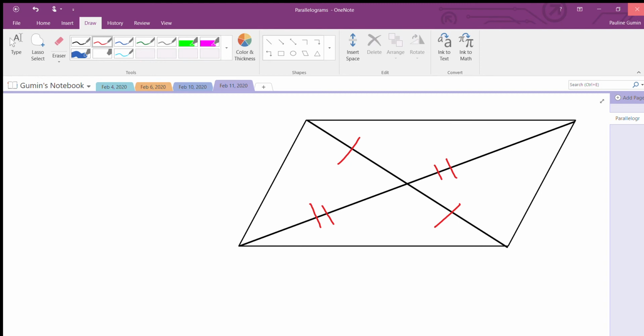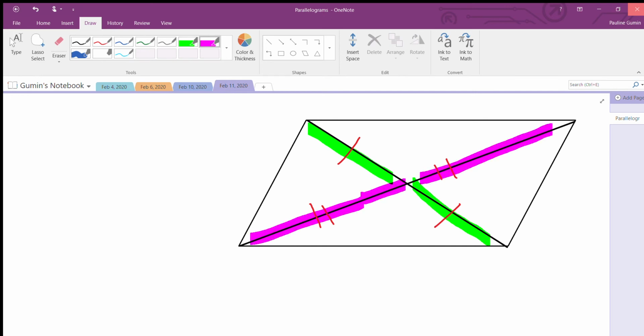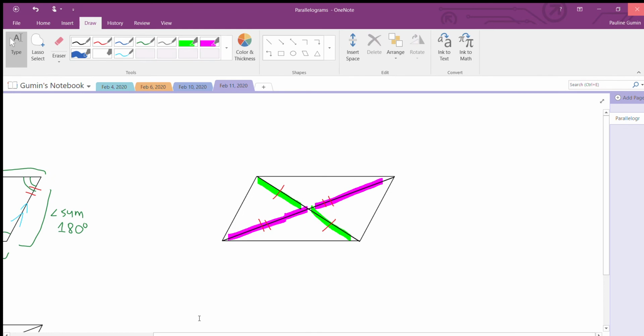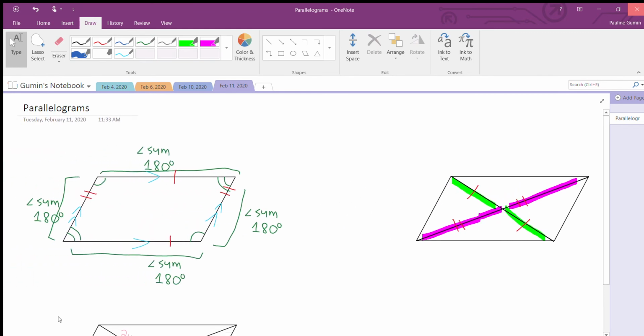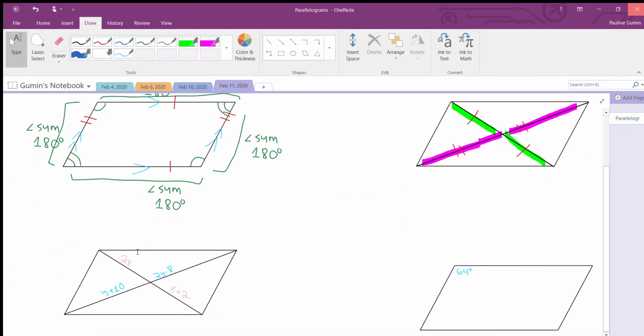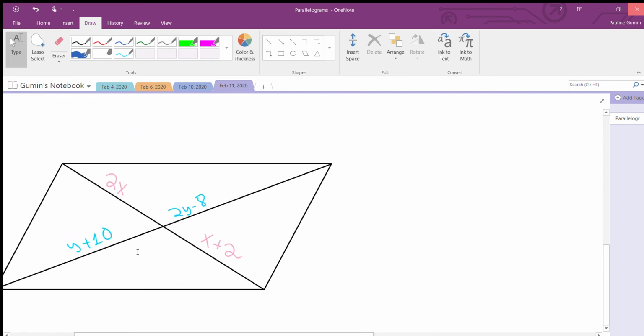So this area has the same value as that, and these two as well. Alright, perfect. Let's see what we can apply. Alright, first things first, let's take a look at this parallelogram. Let's try to find y and x.